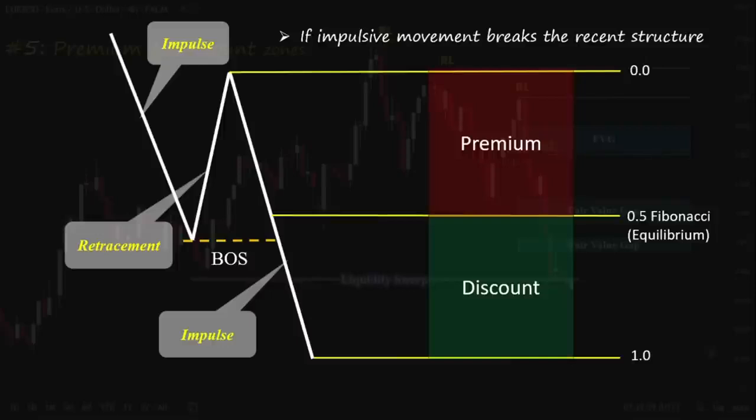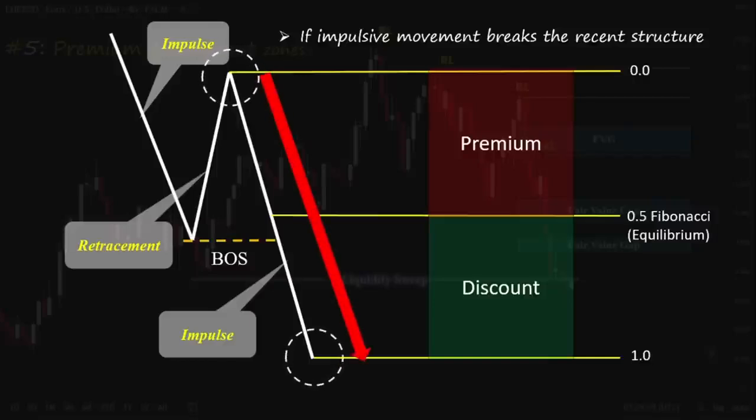These zones are only reliable if impulsive movement breaks the recent structure. For drawing premium and discount zones in a bearish scenario, the Fibonacci tool is pulled from the start of the impulsive movement to the end of it. The same concept applies to the bullish scenario.